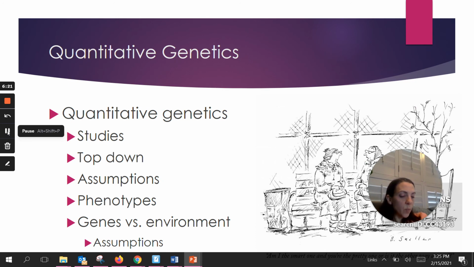Quantitative genetics is one of the ways that we study this gene-environment interplay. Quantitative genetics uses twin studies, adoption studies, and sibling studies to estimate the genetic and environmental influences on behavior. They use a top-down approach, so they go from theories to determining actual models. They do have some assumptions that they use in these models, and they infer variables from the data to build these models.